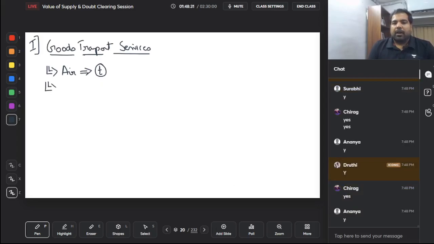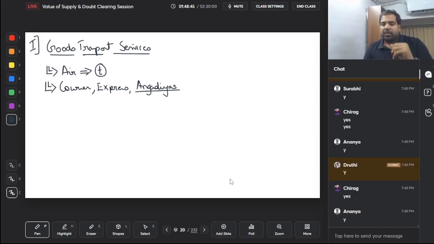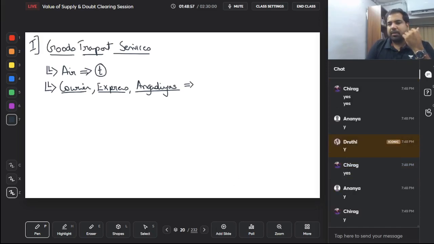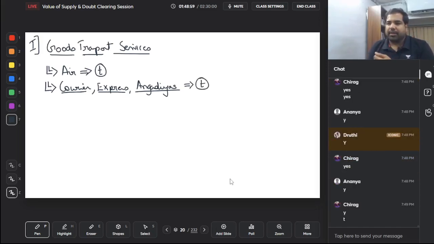Next, if you use something like courier services or express cargo or something called Angadiyas, which are basically local cargos. It is a very local term which is used for specialized local cargo. These are actually done very fast, whether by road or rail or air doesn't matter, but will they charge a premium? Yes. So if you can pay these, then you can definitely pay GST, and these are taxable.